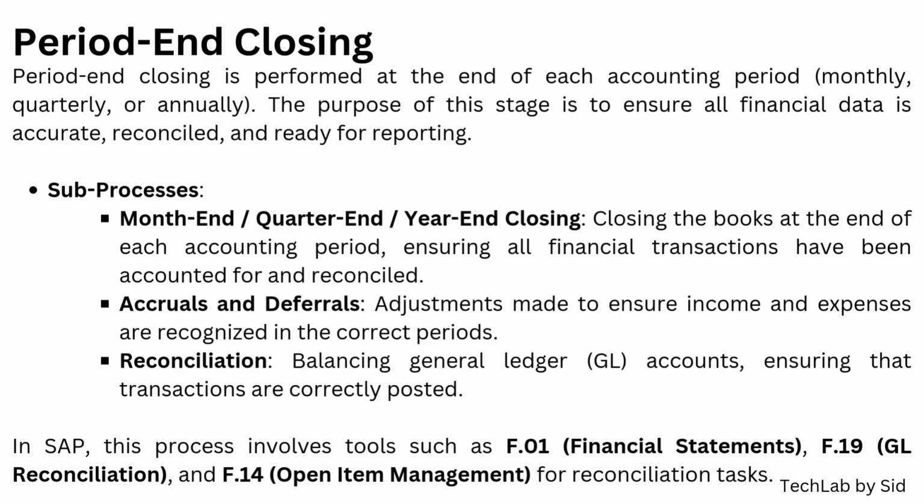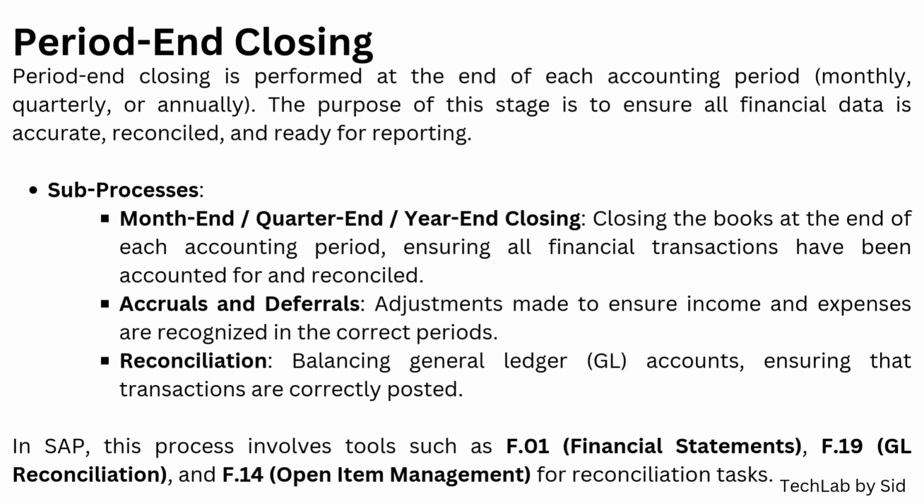The next step is period end closing, a crucial step in the financial cycle, carried out at the end of each accounting period, whether monthly, quarterly, or annually. Its purpose is to ensure that all financial data is accurate, reconciled, and prepared for reporting. This stage includes several key sub-processes, such as month-end, quarter-end, or year-end closing, where the books are closed and all financial transactions are verified and reconciled.